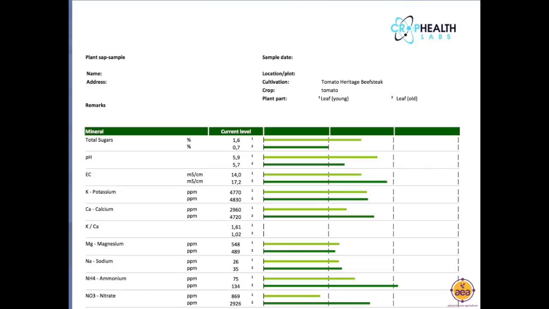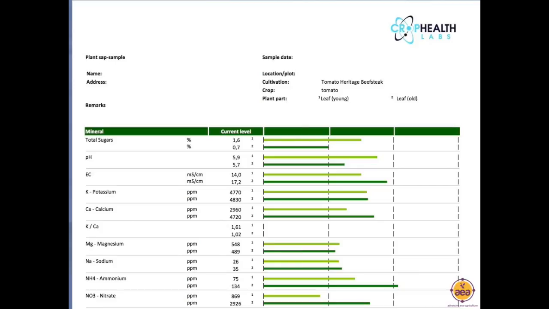So let's look at potassium as an example, which is the fourth line down. Here we have potassium, new leaves at the top, 4,770 parts per million. These would be new leaves 4 feet off the ground. Old leaves down at the bottom of the plant are 4,830 parts per million.